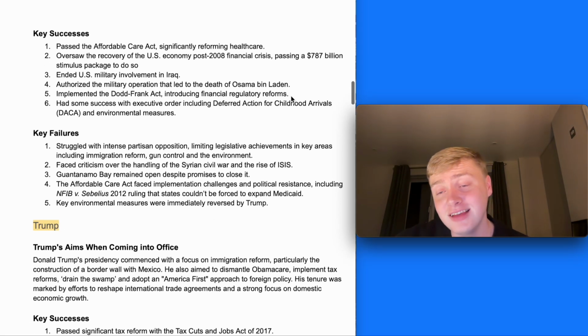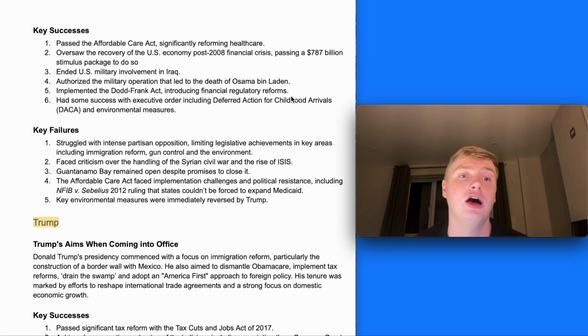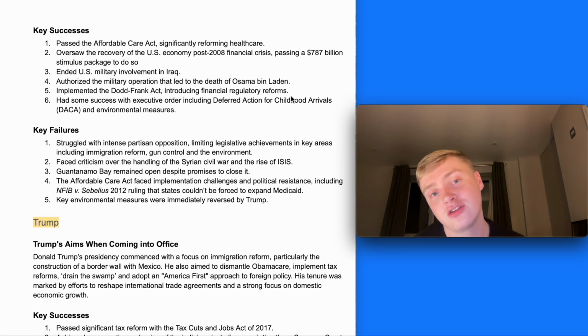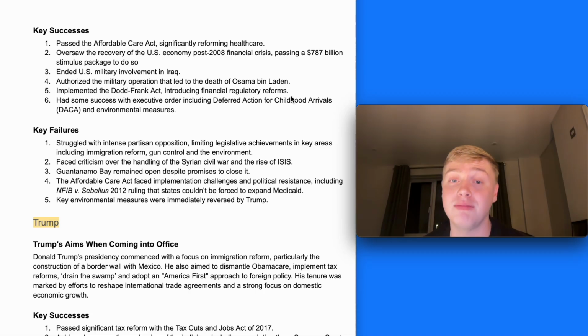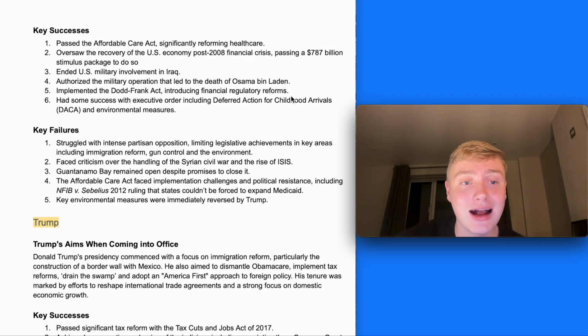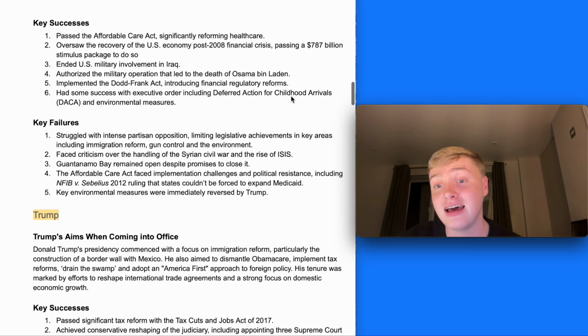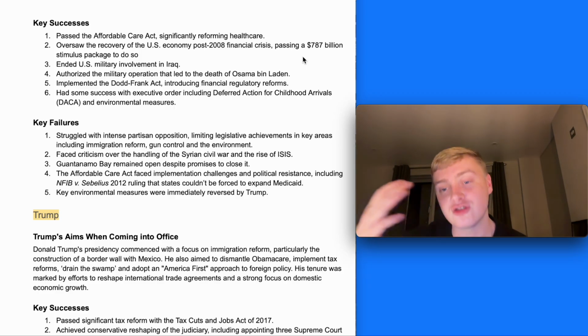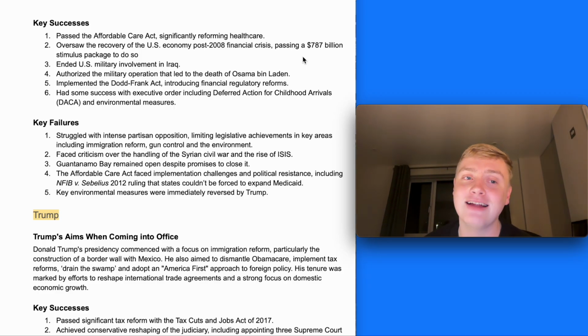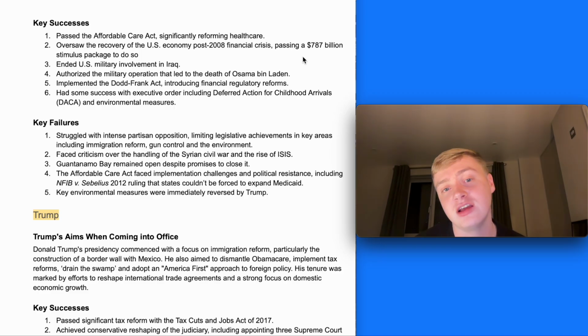In terms of his key successes, you've got the Affordable Care Act, overseeing the recovery of the US economy post-2008, and passing a $787 billion stimulus package to do so. He ended US military involvement in Iraq, authorized a military operation that led to the death of Osama bin Laden, implemented the Dodd-Frank Act, which introduced financial regulatory reforms in response to the financial crisis. And he had some success with executive orders, including DACA and environmental measures.